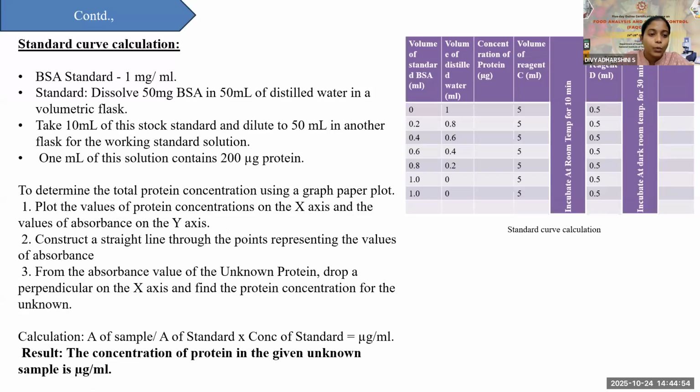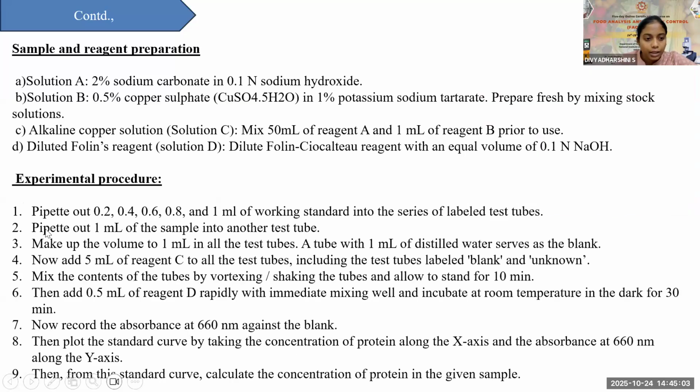In that we will estimate the equation and R square value also. So I will explain the procedure now. Here we will be pipetting out 0.2, 0.4, 0.6, 0.8 and 1 ml of working standard, that working standard in the BSA, in a series of labeled test tubes. Don't forget to label, otherwise we will get confused.